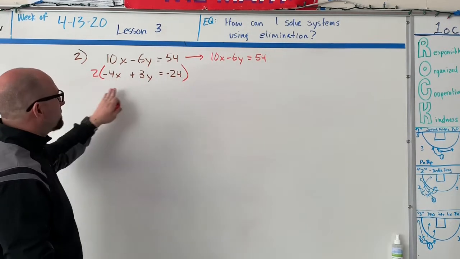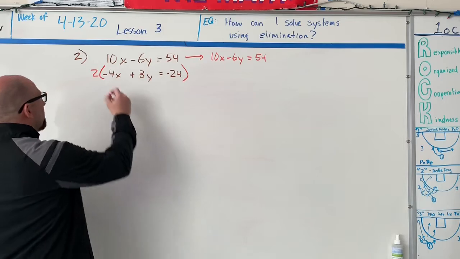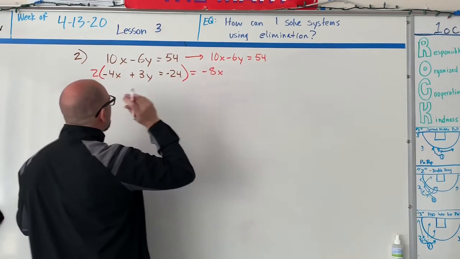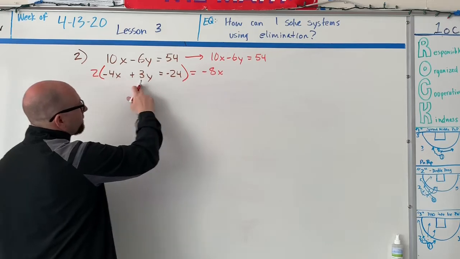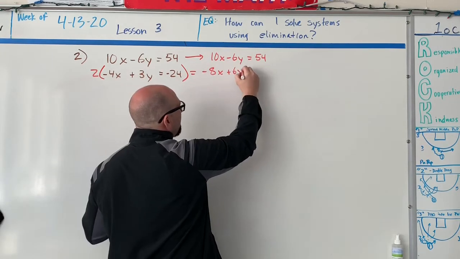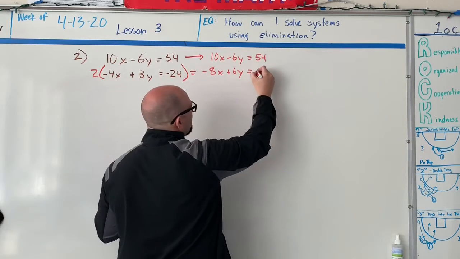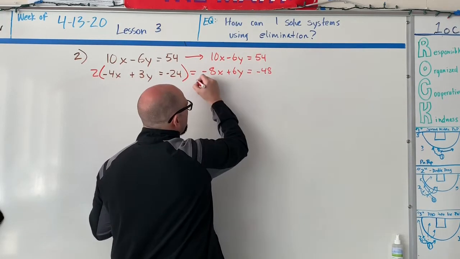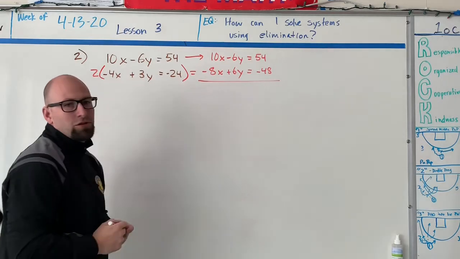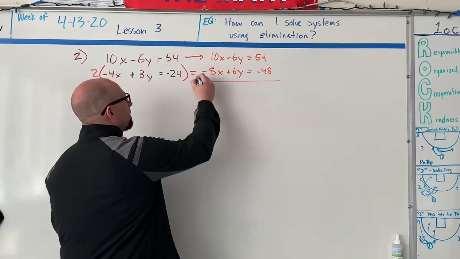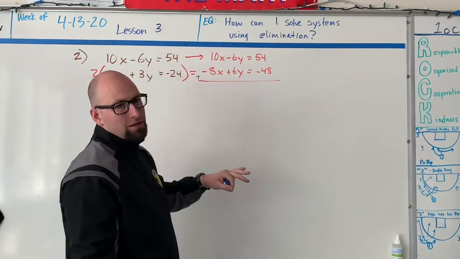Now we're just going to use distributive property to multiply everything here. So 2 times negative 4 is negative 8x. Okay? 2 times positive 3y is positive 6y. And positive 2 times negative 48 is, I said it, negative 48. Okay? So now we're going to combine those columns, which basically means add. We're going to add those two columns together, okay, to get what we're looking for.